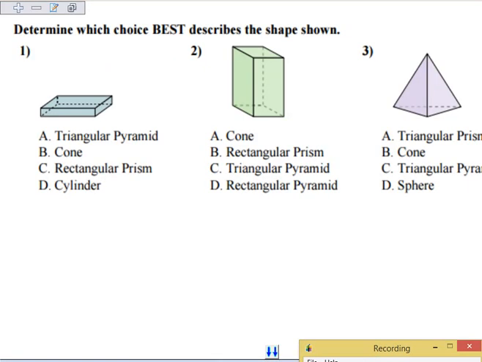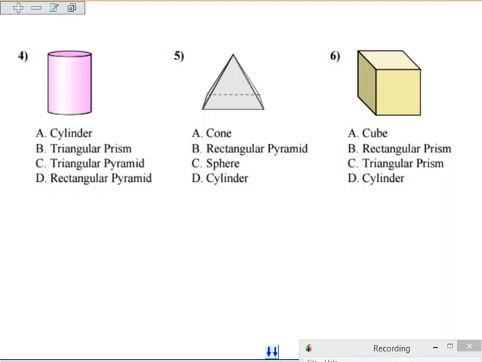We are now going to assess what you learned. Take out a half sheet of paper, number it 1 through 12. You are going to choose a letter A, B, C, or D that best describes the shape shown. Here are the first three answers. Pause the video until everyone is done with 1 through 3. Here are 4, 5, and 6.